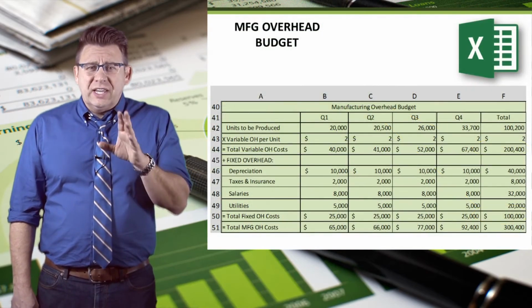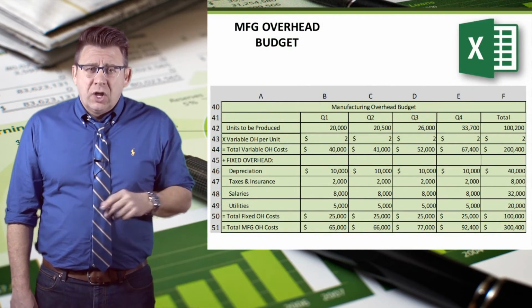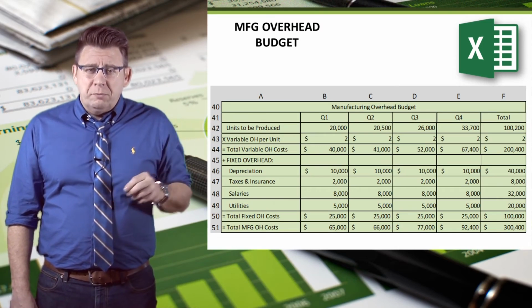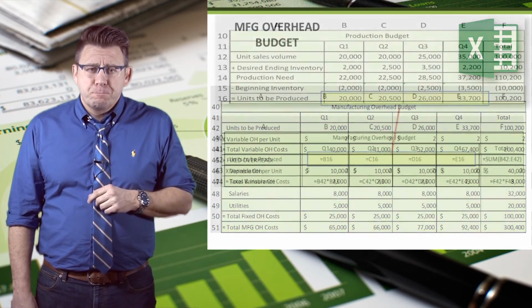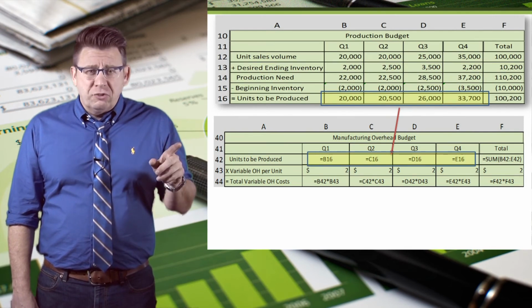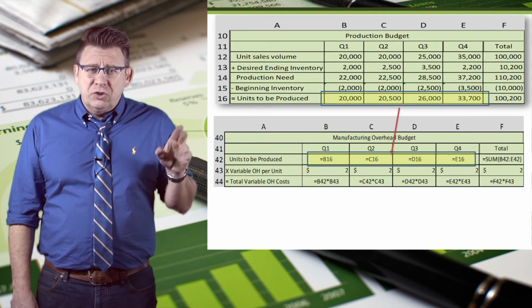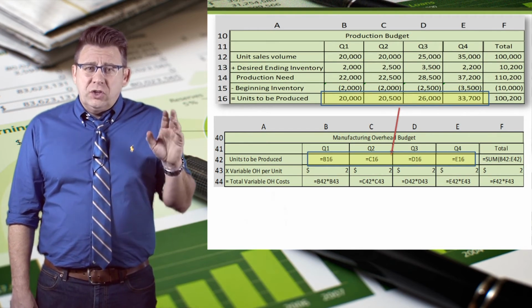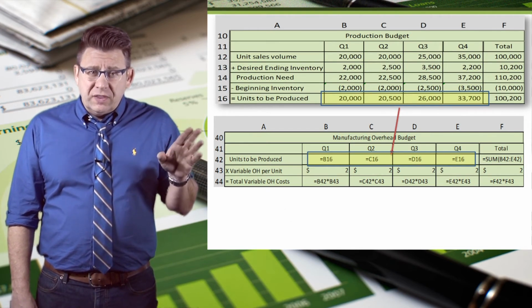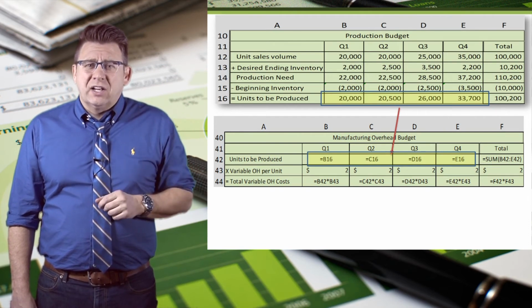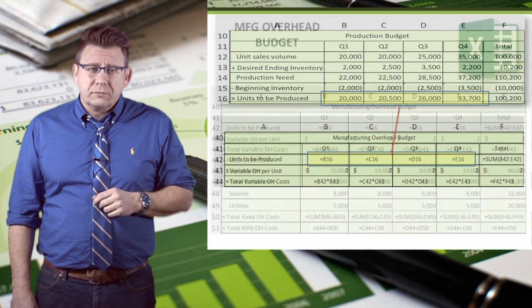So let's look to see how we would do this in Excel. Notice the column letters and the row numbers. We'll reference those as we build this budget in Excel. Here we have both the production budget and the manufacturing overhead budget. We start by linking the two budgets together by having the units to be produced in the manufacturing overhead budget linked to the same cells in the production budget.